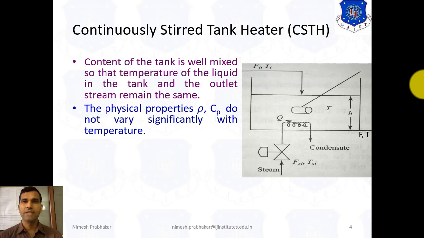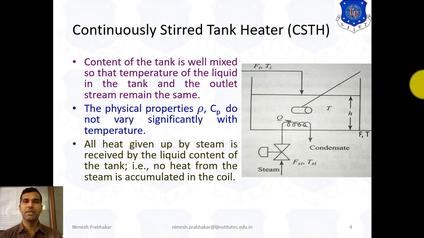The second assumption is that physical properties like the density rho and Cp do not vary significantly with temperature. The third assumption is that all heat given up by the steam is received by the liquid content of the tank. So no heat from the steam is accumulated in the coil. That means all the heat is transferred to the liquid inside this tank, and no heat is lost. All the steam heat goes to the liquid of the tank.